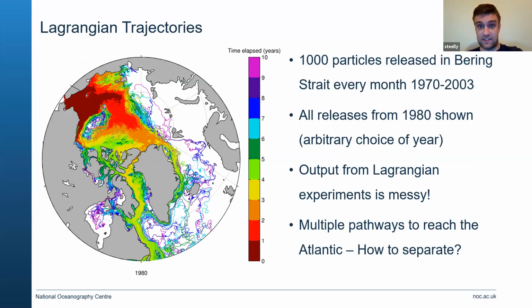So to investigate this, we released 1,000 particles in the Bering Strait every month between 1970 and 2003, tracked their progress for 10 years and saw where they go, basically. How long does it take them to reach about the area that this diatom was recorded? How does that vary seasonally? How does it vary by year? And importantly, is it changing by the pathway it's taken?